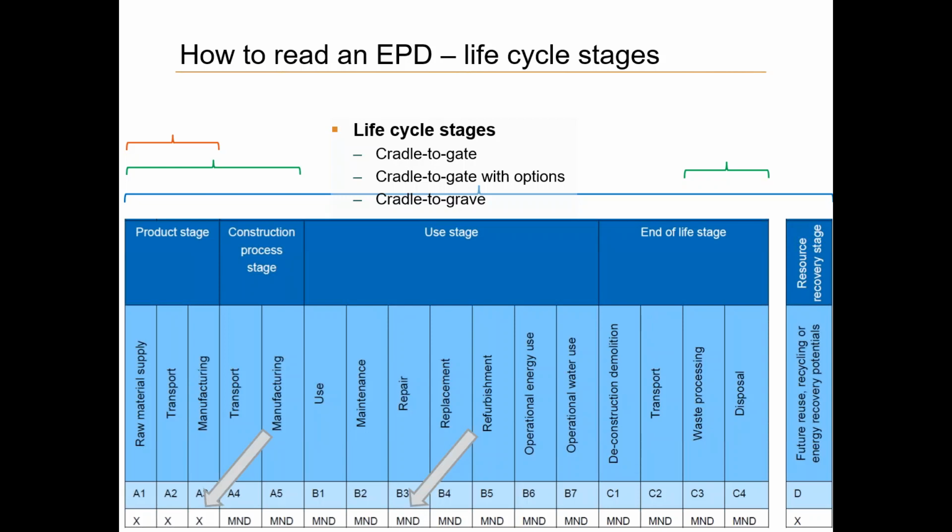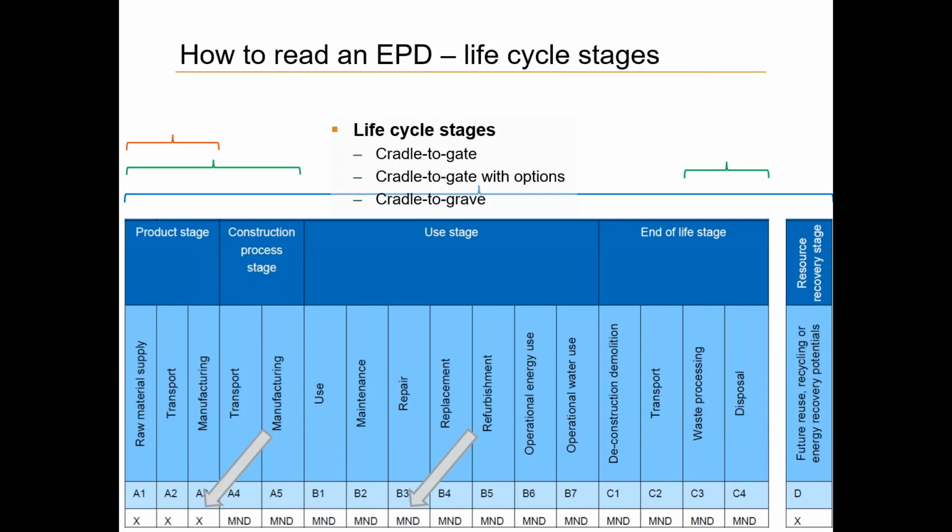What this standard shows us is that actually they cut it off after C4, but they show you the potential benefits and impacts beyond the system boundaries, as they call it. So it gives you an indication of how much value the material still has from an environmental point of view.